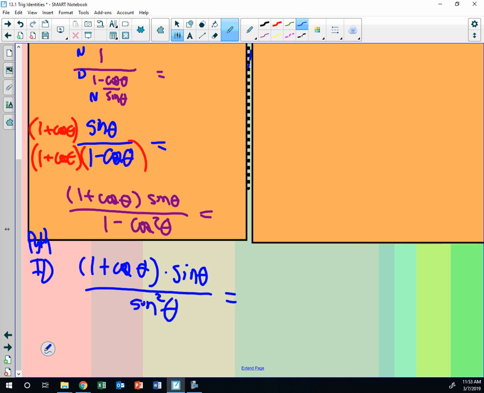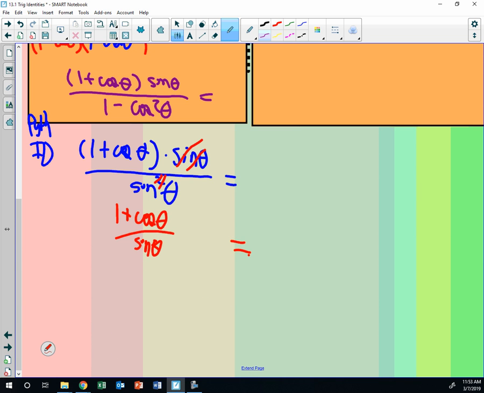And now what happens? Boy, this is a lot of work. Yep, now you lose one of the sines. And you'll get 1 plus cosine theta all over sine theta. Well, that was a lot of work. But now we have 1 over sine theta plus cosine theta over sine theta. And what's that equal to? I'll let you finish it. And that's the lesson for today, dealing with identities, fractions, and conjugates.